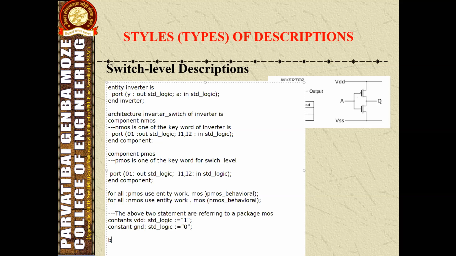Now begin. P1 is nothing but PMOS. Here this PMOS is going to refer to the first PMOS, whose port map takes place as Y, VDD, A. Y is the output, VDD is the constant, and A is the input. Here the PMOS transistor operation will take place.